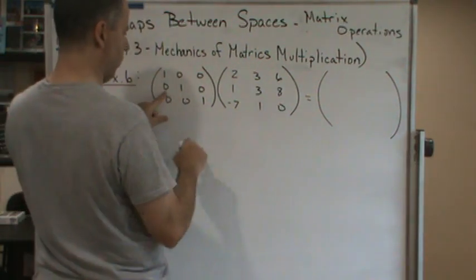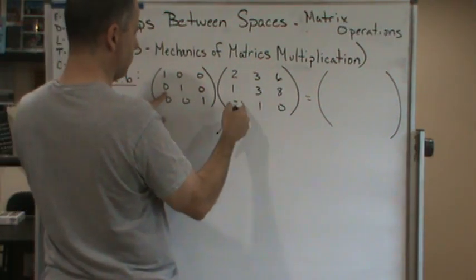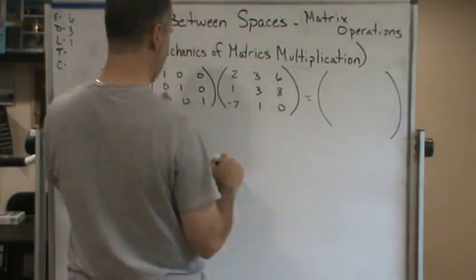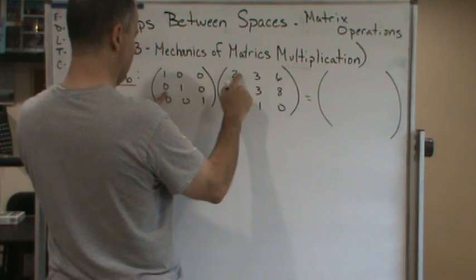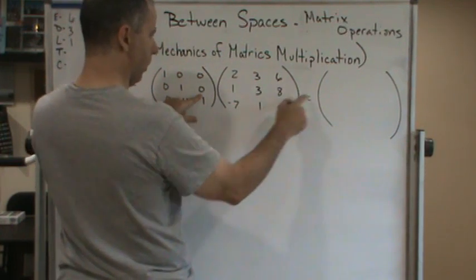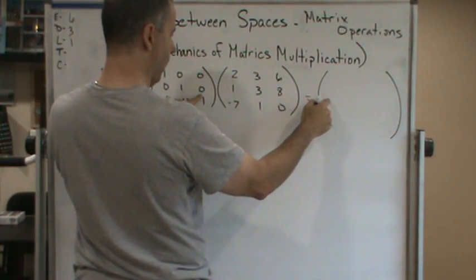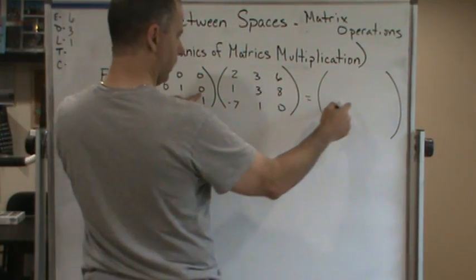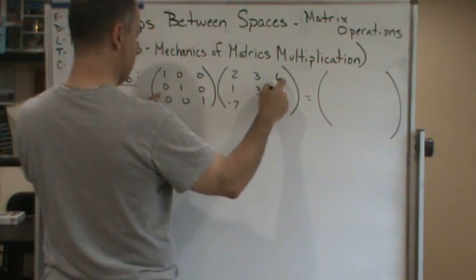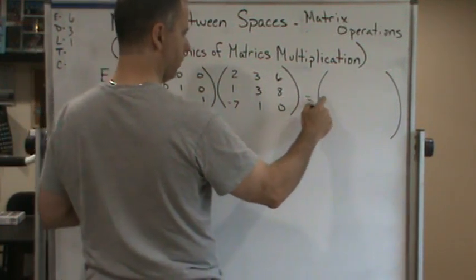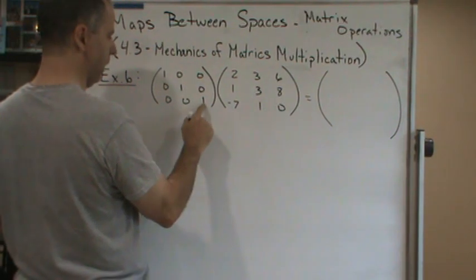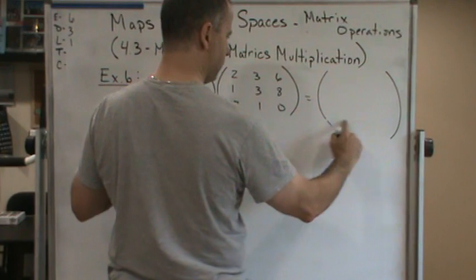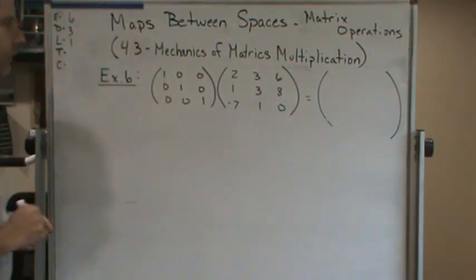Now we go to the next row. What's this row going to do? It's just going to copy this row into the second row here. So watch. It's going to be 0, 1, 0, and we're going to get 1. And the next one's going to be 0, 3, 0, so we're going to get 3. And the next one's going to be 0, 8, 0. So it's just copying over. The same thing here. The 1 is here, so it's going to copy this row into this row. And that's it.